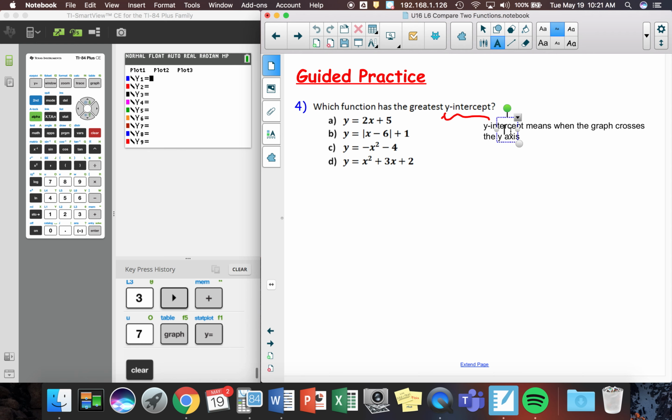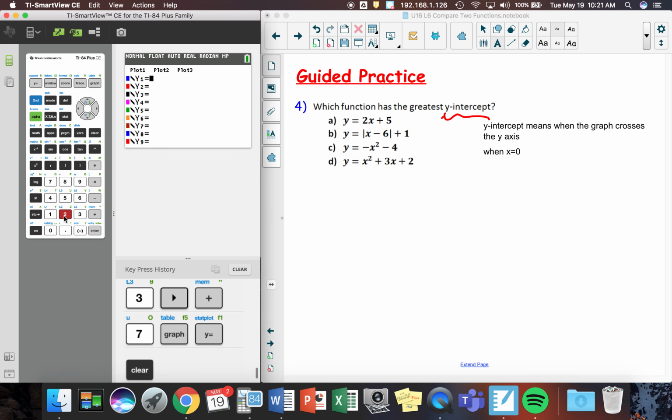Essentially, another helpful tip to know is that when we're talking about y-intercept, it's also when x equals 0. So knowing this, we can actually just look at the graph, look at the table, and see which one has the greatest y-intercept. So I'm going to type the first one in. We have 2x plus 5. You know, I'm going to type in all of them. I can do them all at the same time.